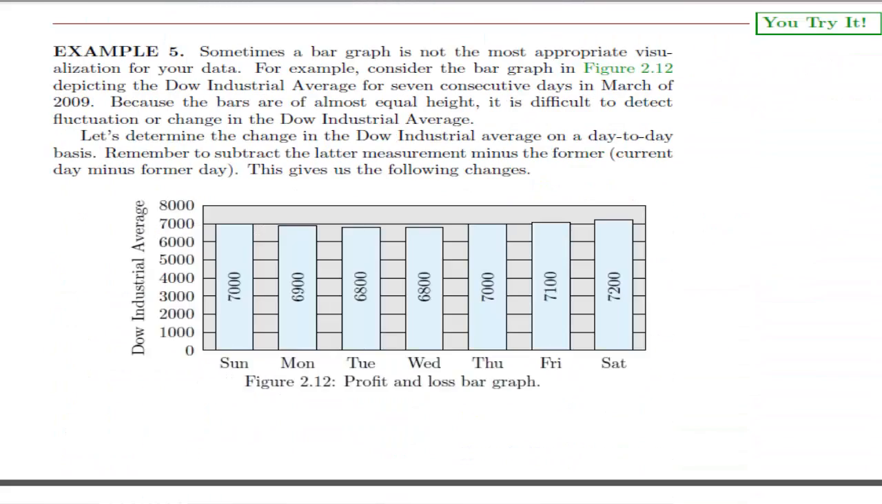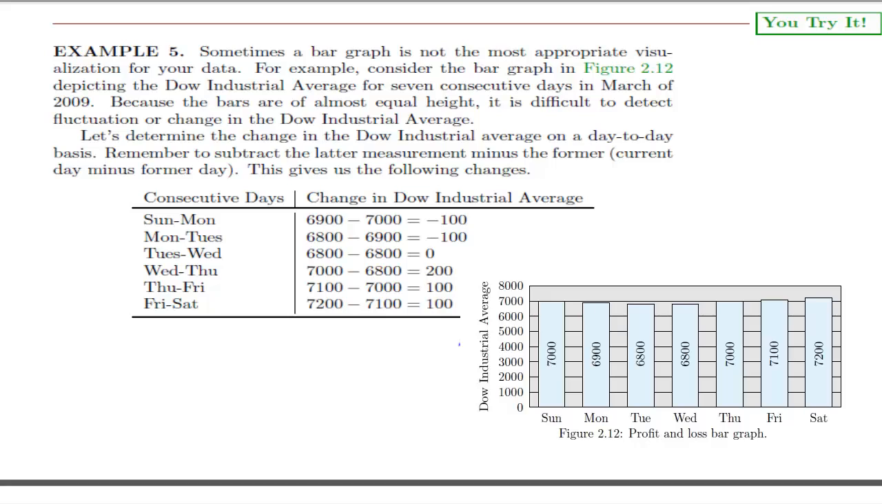Example 5. Sometimes a bar graph is not the most appropriate visualization for your data. For example, consider the bar graph in Figure 2.12, depicting the Dow Industrial Average for 7 consecutive days in March of 2009. Because the bars are of almost equal height, it is difficult to detect fluctuation or change in the Dow Industrial Average. Let's determine the change in the Dow Industrial Average on a day-to-day basis. Remember to subtract the latter measurement minus the former, current day minus former day. This gives us the following changes: consecutive days and changes in Dow Industrial Average.